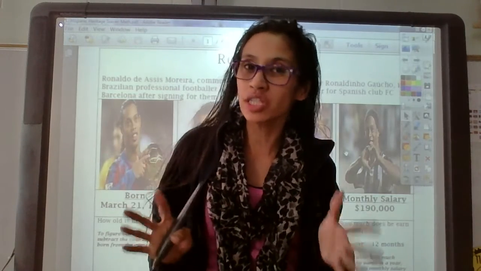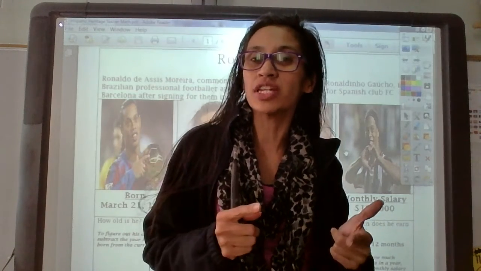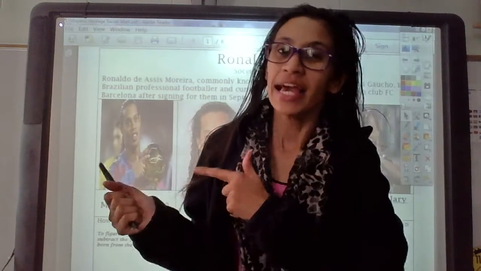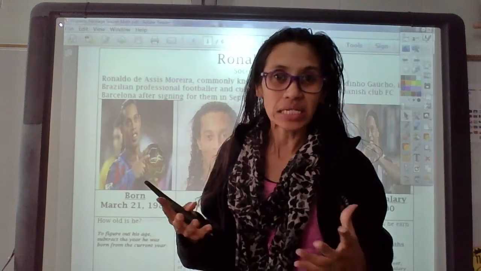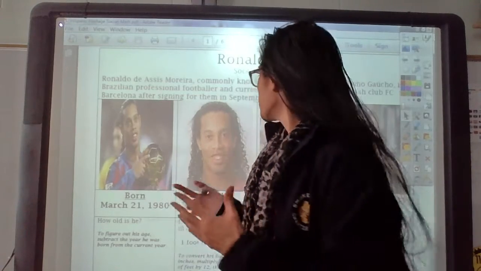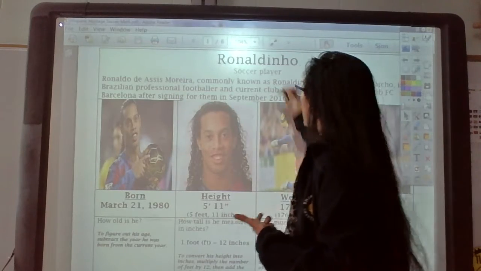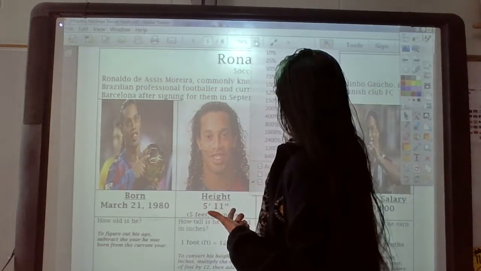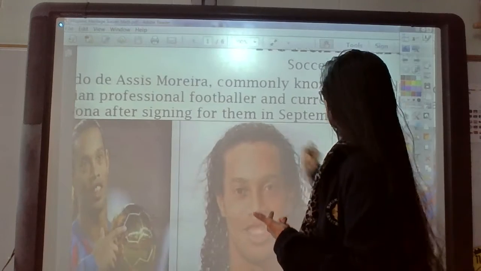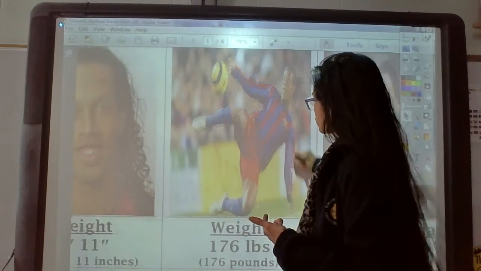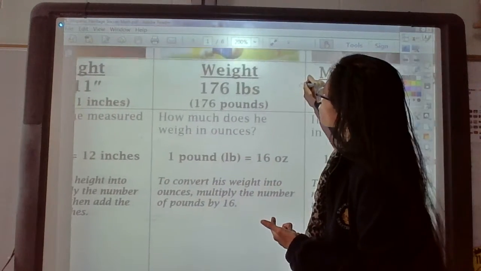So we've been working on soccer math. In this video, we are going to work on the Ronaldinho soccer math sheet, and this one is about his weight. Make sure you have your sheet so we can get started. Let's zoom it in. And there he is, kicking the ball. Let's look at his weight.